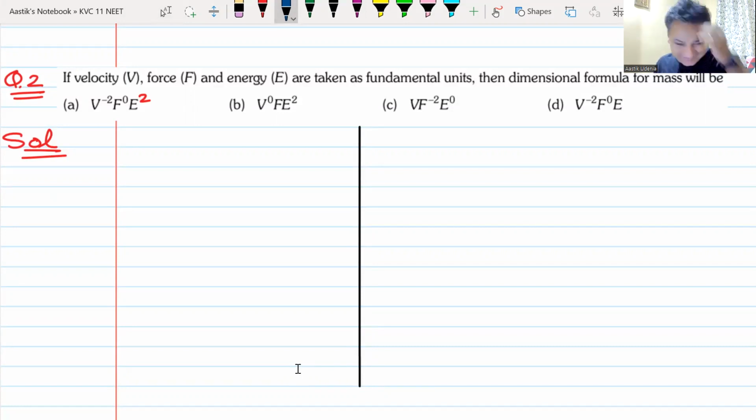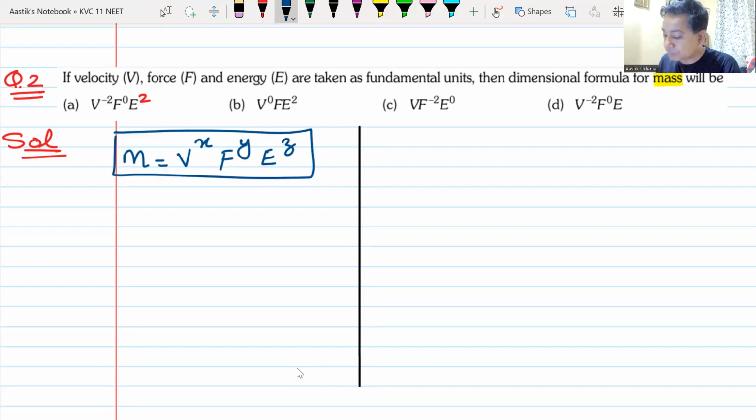Remember what I say: physics is very simple. As you can see in this particular question, physics is just one step. And what is that step? I have to find the dimensional formula of mass. So I will write mass as V raised to the power x, F raised to the power y, and E raised to the power z. Call this step number 1. Maybe you require physics here, even this is math because this is an equation.